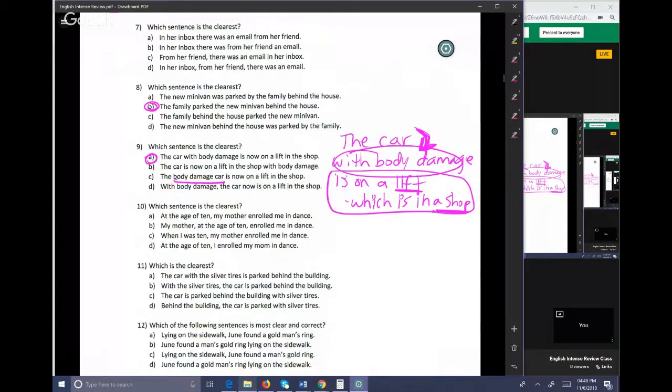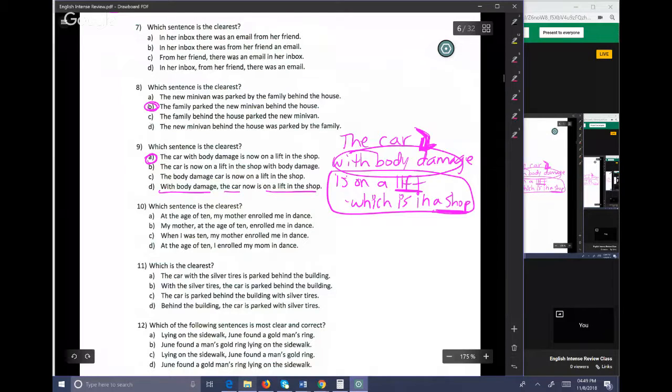We're definitely trying to say the car has body damage, not that it's a body damage car. We're not saying it's a Honda. We're saying it is a car that sustained body damage. This part here is fine, is now on a lift in the shop is good. And then this one starts out with body damage. The car is now on a lift in the shop.